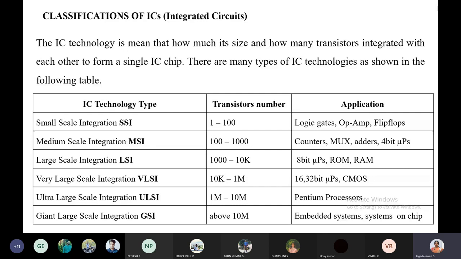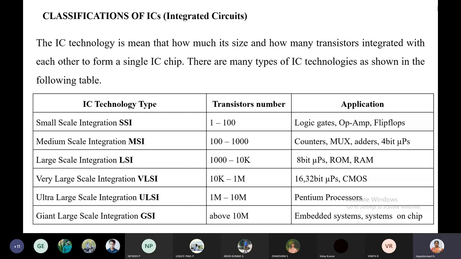Now, giga scale integration, GSI, has come across recently. In the past 2 to 3 years we didn't have giga scale integration. They have just introduced it recently. It consists of about 10 million.